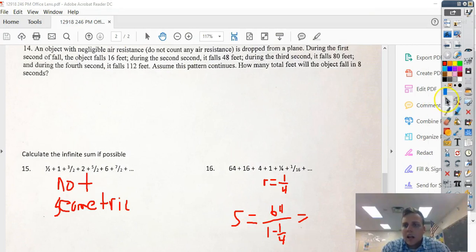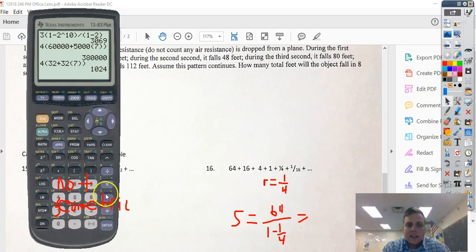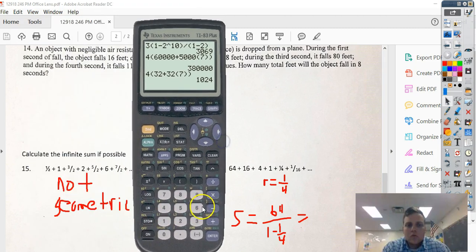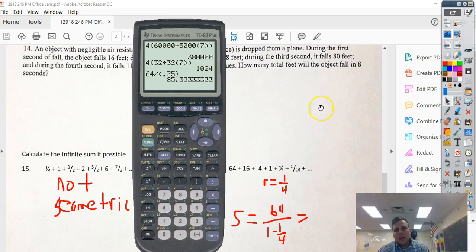And so then I just grab my calculator and I say 64 divided by, okay, I know that 1 minus 1/4 is 1 minus 0.25, which is just 0.75. Press enter, and you get 85.3 repeating.